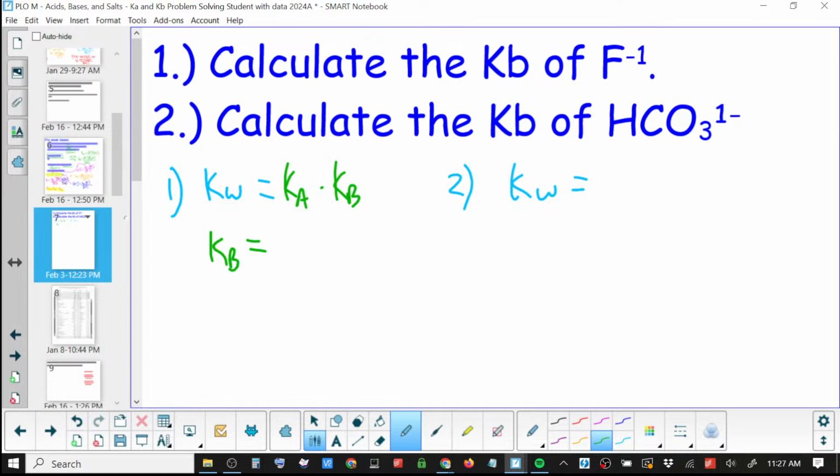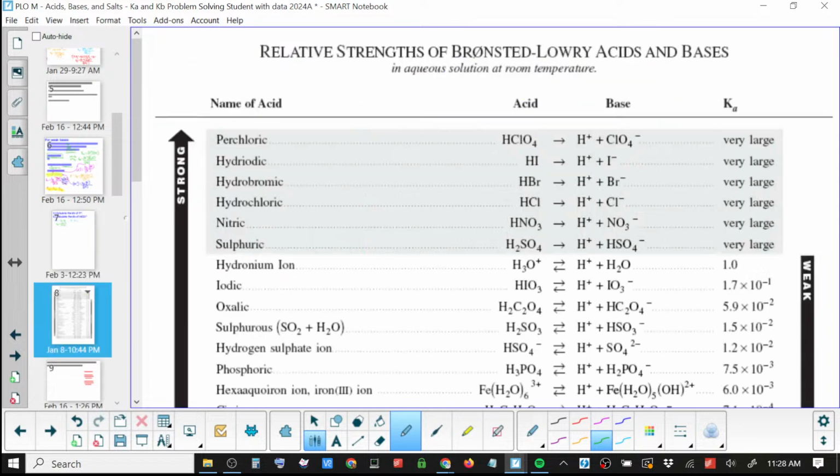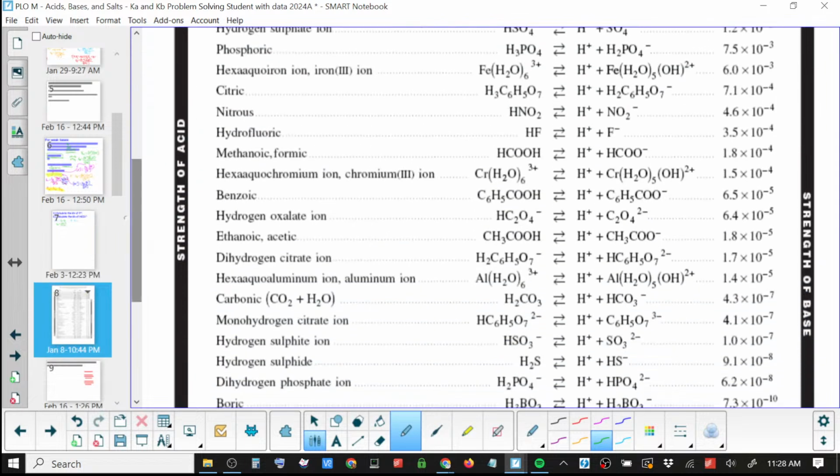So, what is KW? Product of reactants. No, what is it? 1 times 10 to the power 14. What is the KB for F minus? Sorry, what is the KA we're going to use? 3.5 times 10 to the negative 4. So for those who are looking along, we find hydrofluoric acid. Here's our base. So there's the Ka we're going to use. It's the Ka for its conjugate.